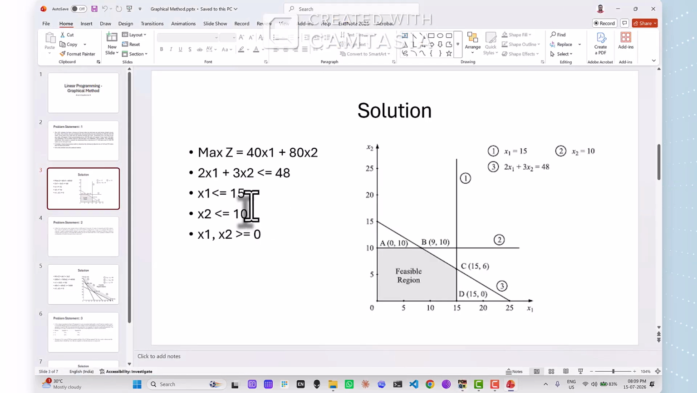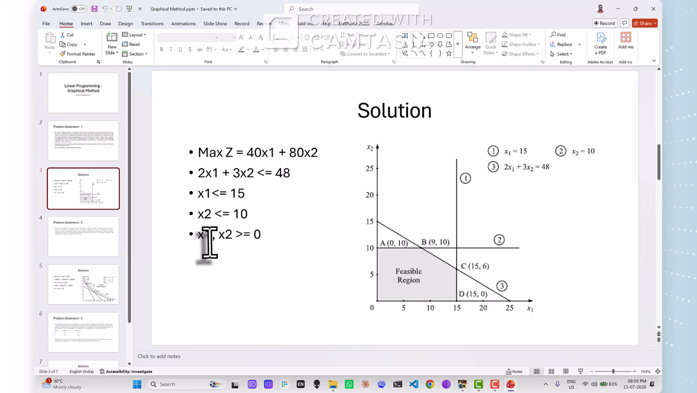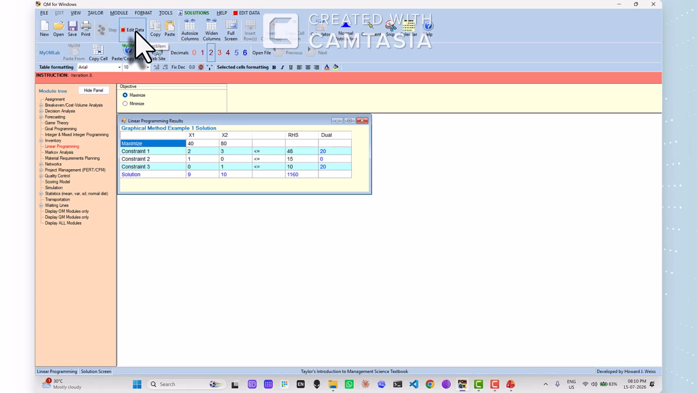Next is x1 less than or equal to 15. 1x1 less than or equal to 15. Next is x2 less than or equal to 10. 1x2 less than or equal to 10. Now we have formulated all the problem statement. Our next job is to solve it. So here we are going to click on solve.